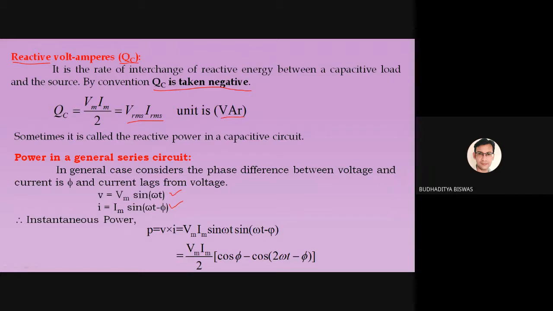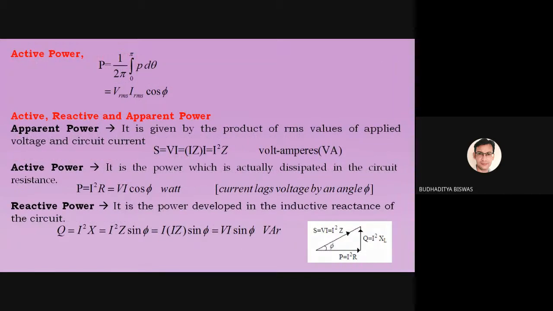So instantaneous power equals V into I. If you replace the values, Vm Im sin omega t into sin(omega t minus phi), which gives Vm Im by 2 times [cos phi minus cos(2 omega t minus phi)]. If we take the average value over a complete cycle, it becomes 1 by pi integral 0 to pi of p d theta, and ultimately it comes to Vrms Irms cos phi. So remember these things very carefully.